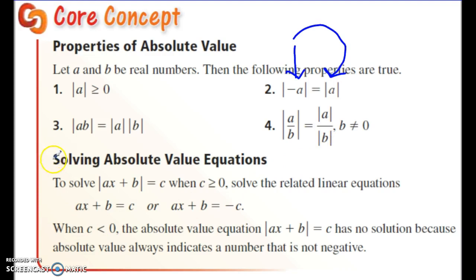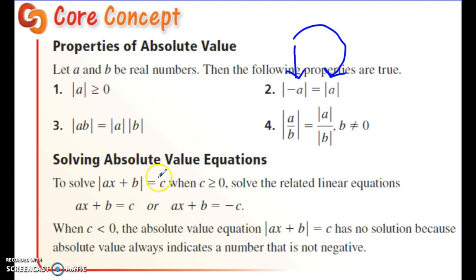So now I'm going to be looking at solving absolute value equations. To solve an equation like this one, the absolute value of ax plus b equals c, when c is greater than or equal to 0, I have to solve different linear equations. So I always have to set up two equations to solve this. I set up ax plus b equals c, so I just rewrite the equation the first time without the absolute value symbols, and my second equation is ax plus b, the thing that was inside the absolute value, equals negative c.